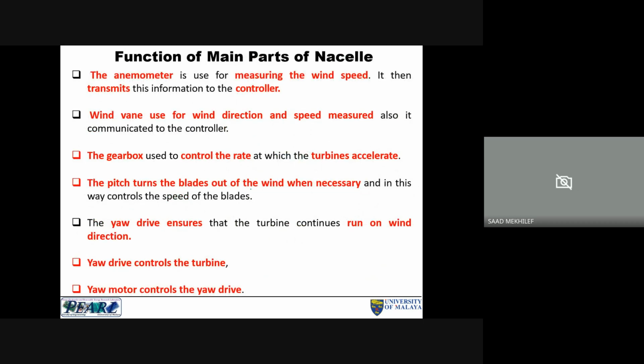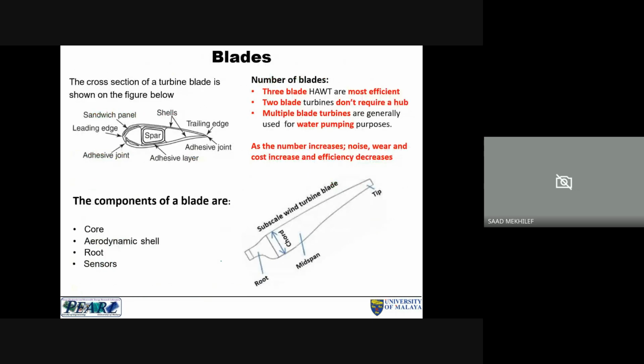Okay, I think I have explained this already now. The different components: measuring the wind speed, for example, transmitting to the controllers; the gearbox, increasing the speed; the yaw drive, to turn the turbine to the wind direction. I think I have explained every one of these. Okay, I think that's the blade. I think we mentioned it before.